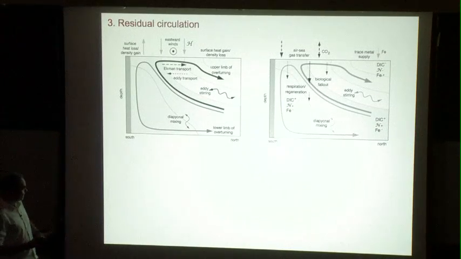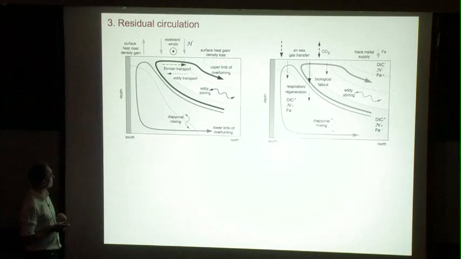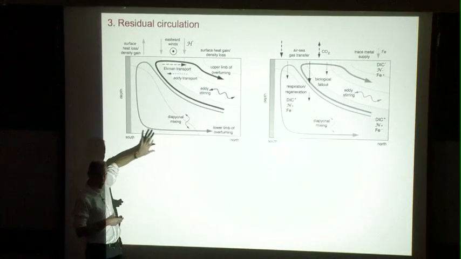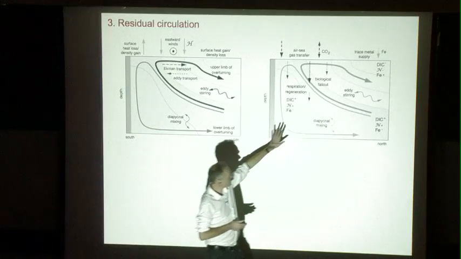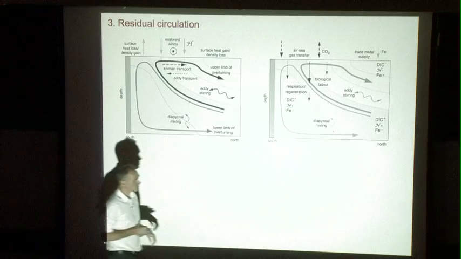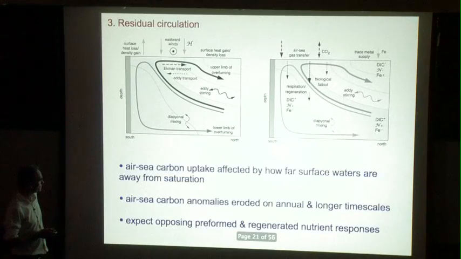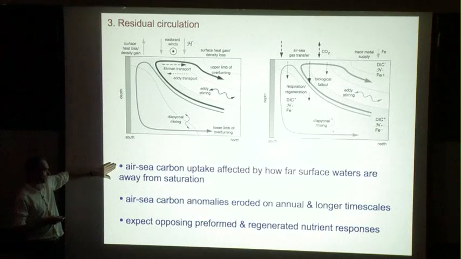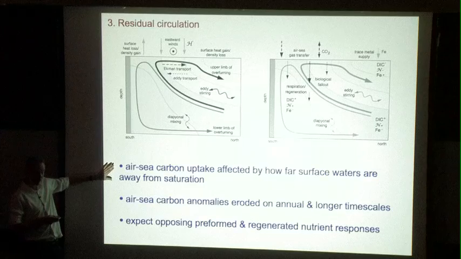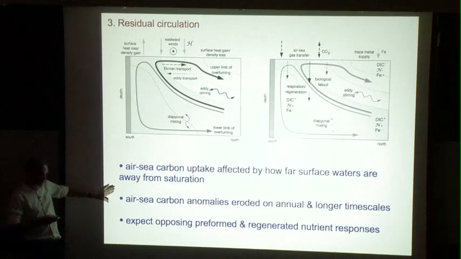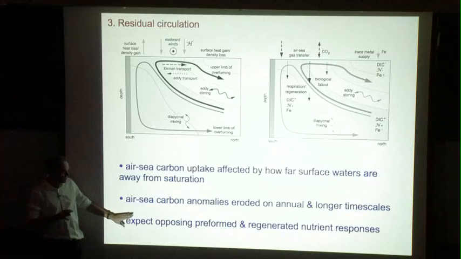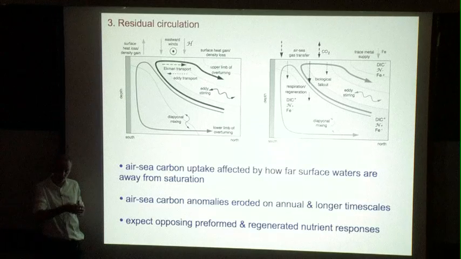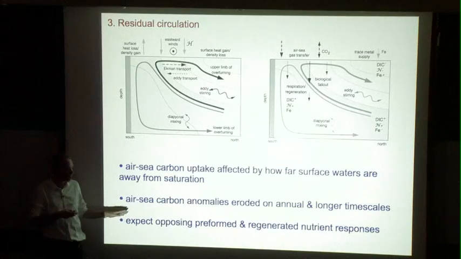So what are the key points so far? From Andy, we met this residual circulation view, and no doubt there's something similar going on for the nutrient and carbon parts of the system. I think the air-sea carbon uptake is really going to be affected by how far surface waters are away from saturation. The air-sea exchange is going to occur on annual and longer timescales. In many ways, we might expect the preformed and regenerated responses that we see in nutrients and also carbon often to have slightly opposing responses.